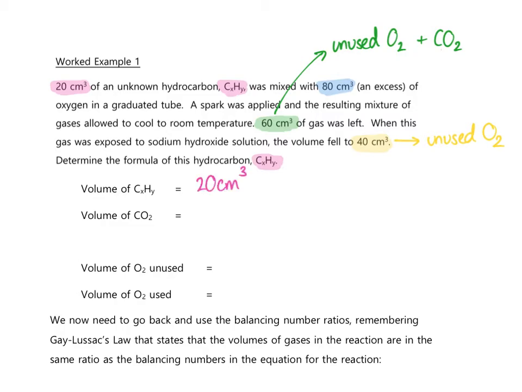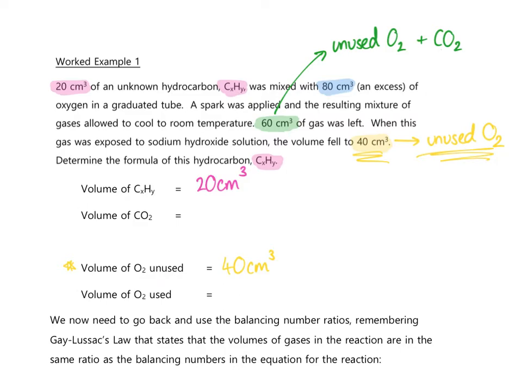It's probably then easiest to go to the volume of oxygen unused, because that's what we find out at the very end of the question. So remember, the gases are allowed to cool to room temperature. That essentially removes the steam out of the mixture, because it condenses to a liquid. So the 60 centimetres cubed we said were the unused oxygen and carbon dioxide. Then we treat it with sodium hydroxide, which removes the carbon dioxide. That leaves us just with the unused oxygen. So after treating with sodium hydroxide, the volume fell to 40 centimetres cubed. So that's our unused oxygen.